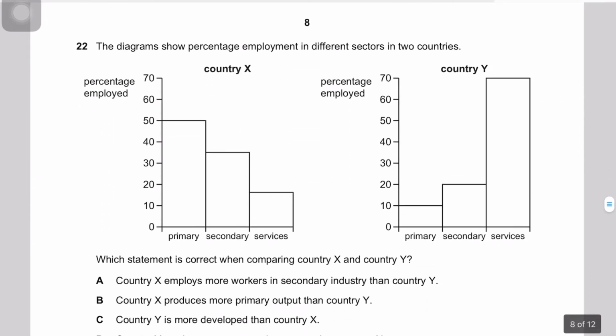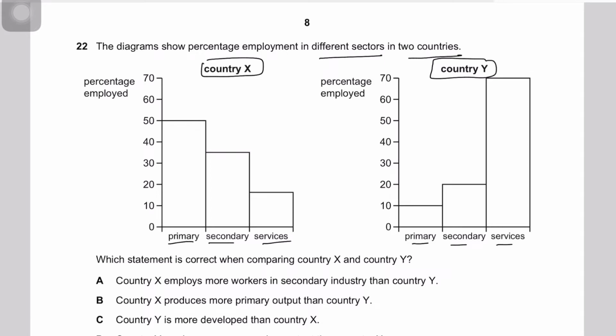So 22 would be, the diagram shows the percentage employment in different sectors in two countries. Okay, so you have country X and then you have country Y, and you have three sectors for both countries, and it shows the percentage of people that are employed, of labor that is employed in each sector. So country X has 50% people employed in primary, let's say 35 employed in secondary, and let's say close to 20, let's say 18% employed in your tertiary sector, and let's say 70% of the people are employed in your service sector in country Y.